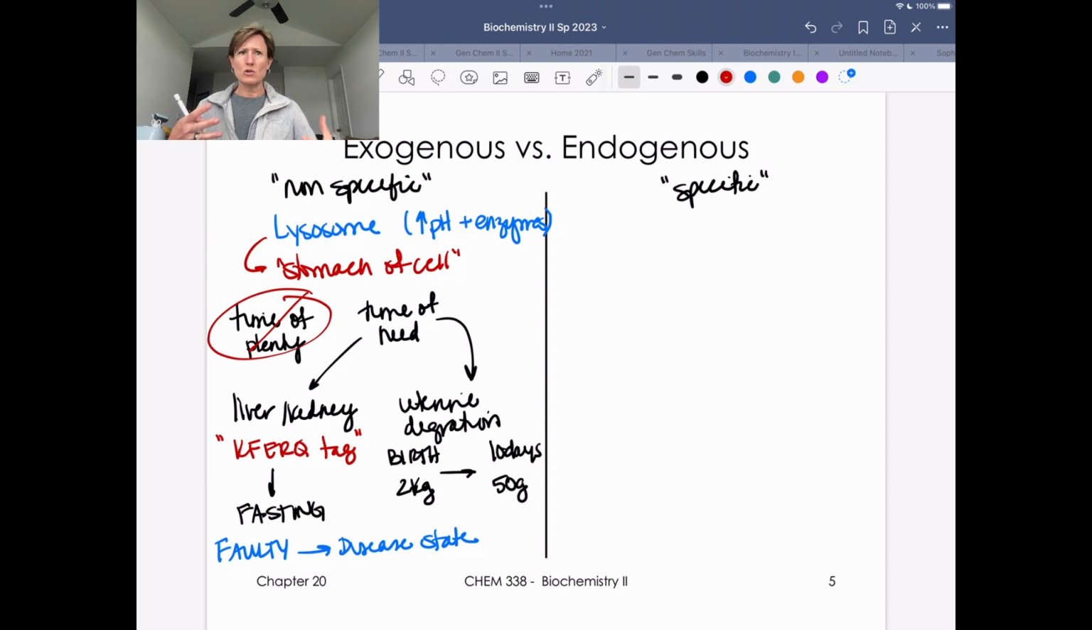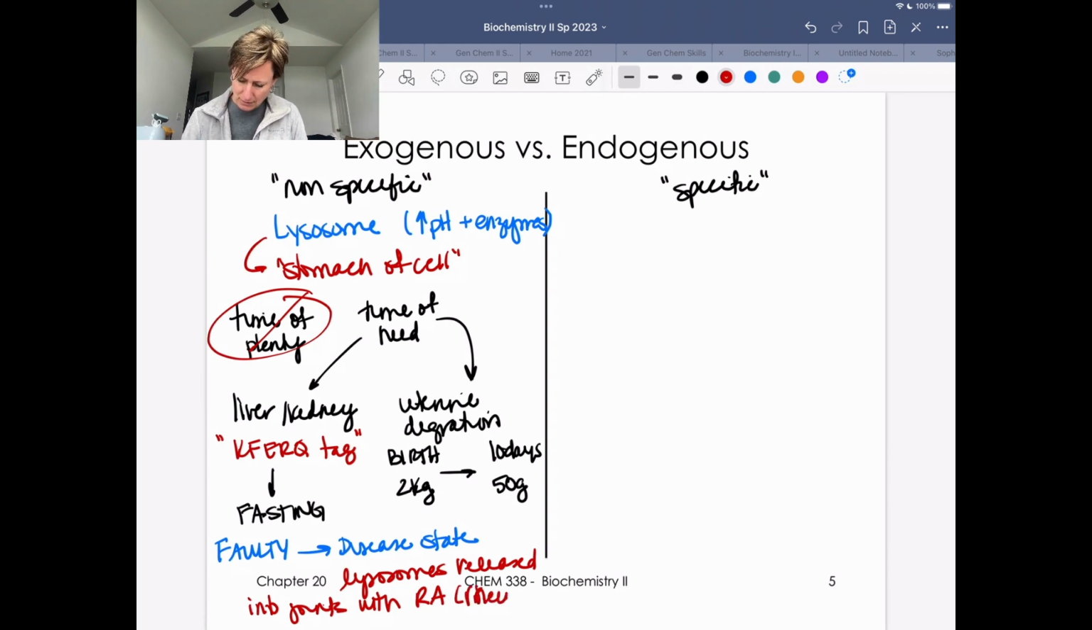Well, one of the things that's thought to be playing into this is a faulty release of lysosomes into that extracellular space. As you release those lysosomal contents and they start to literally be digesting stuff that's in your joints, that can lead to inflammation. So the hypothesis is, again, the connection between lysosomes and rheumatoid arthritis. So lysosomes are released into joints with rheumatoid arthritis. So that's what RA is, rheumatoid arthritis.